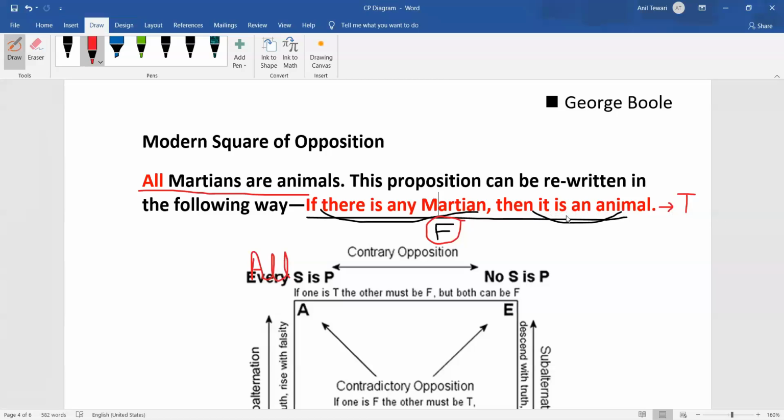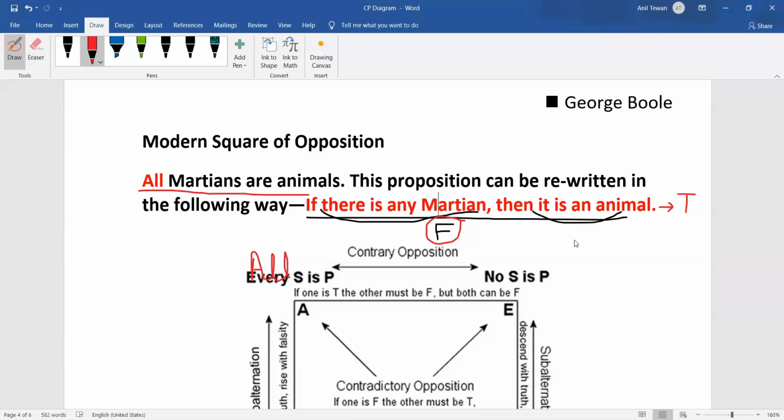We don't require the value of the consequent, that it is an animal. We know for sure that there is nothing called Martian. कोई मार्स पे नहीं है, ये तो हमें पता है. तो बस इतना ही पता होने से इस पूरे प्रोपोजिशन का वैल्यू हमको निकल जाएगा. कैसे? जब हम रीराइट करेंगे इसको कंडीशनल फॉर्म में. अब आप इसको एक्चुअल प्रोपोजिशन में लगा लो.